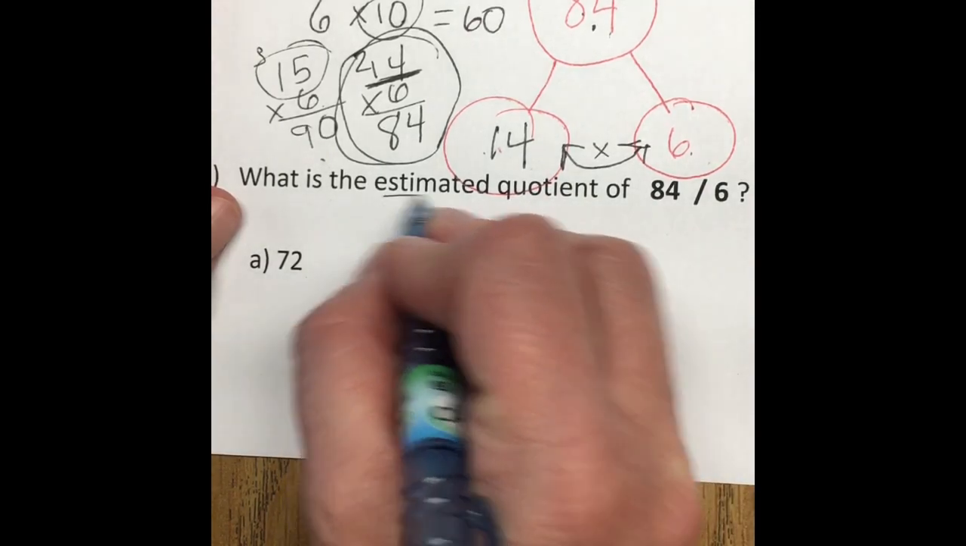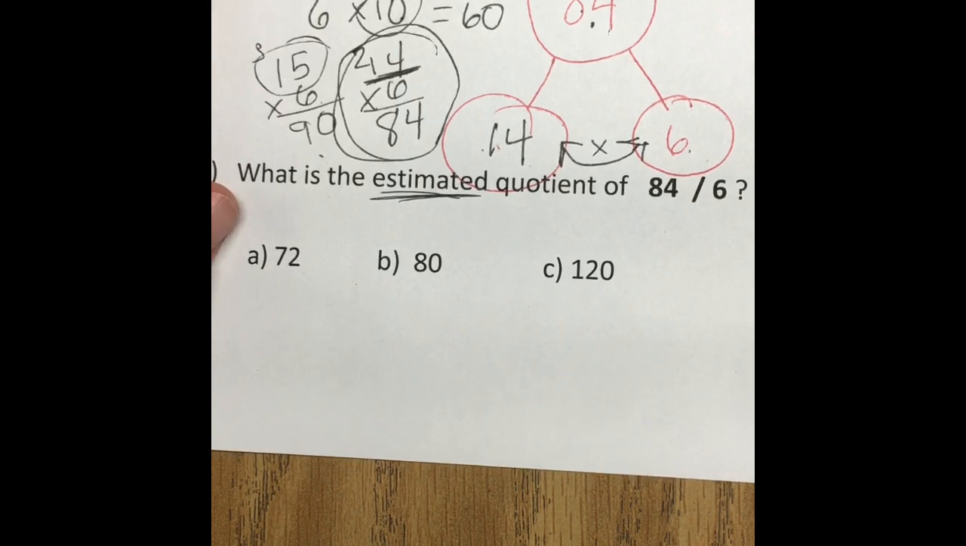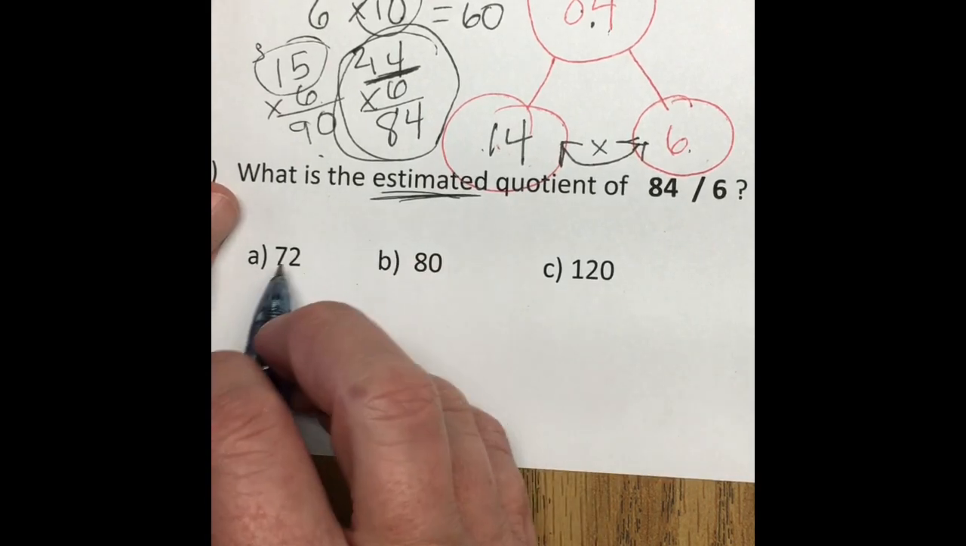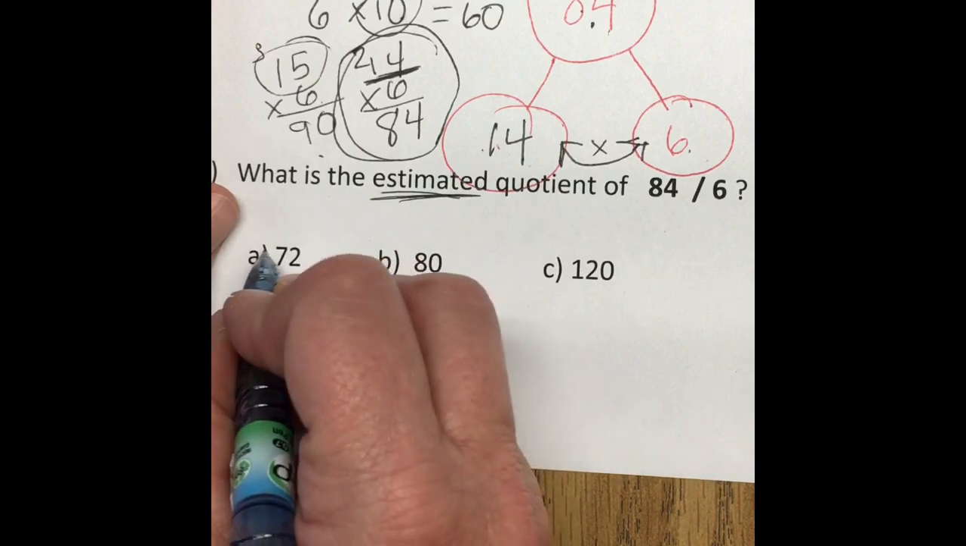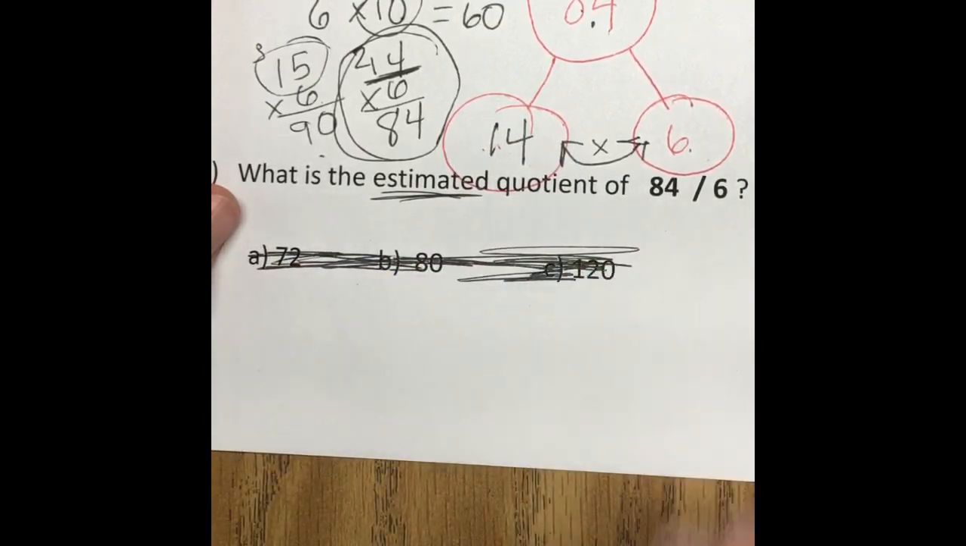Now in this case, it says the estimated quotient. So how could I make this easier? Well, I could, let's see. And I don't know why I put these answers in here. I was looking for something else. Or I had something else planned originally and didn't change that.